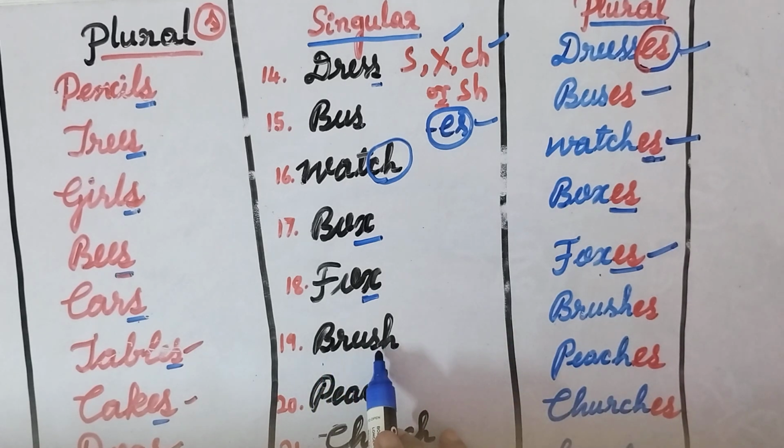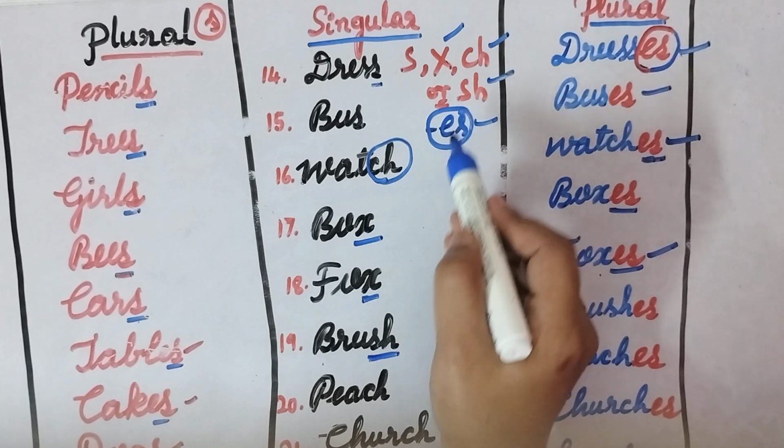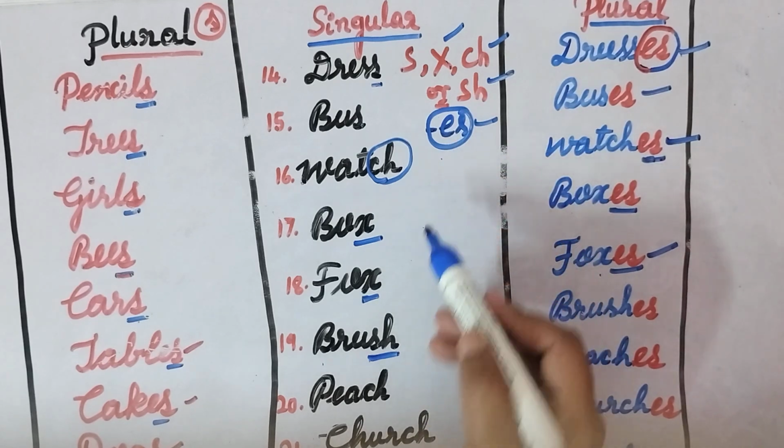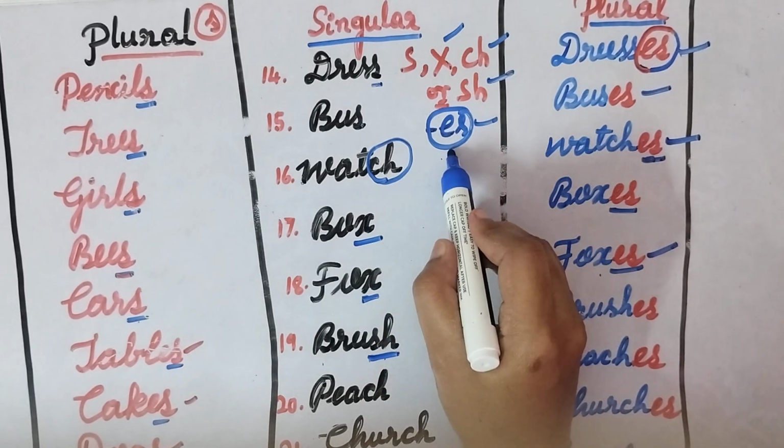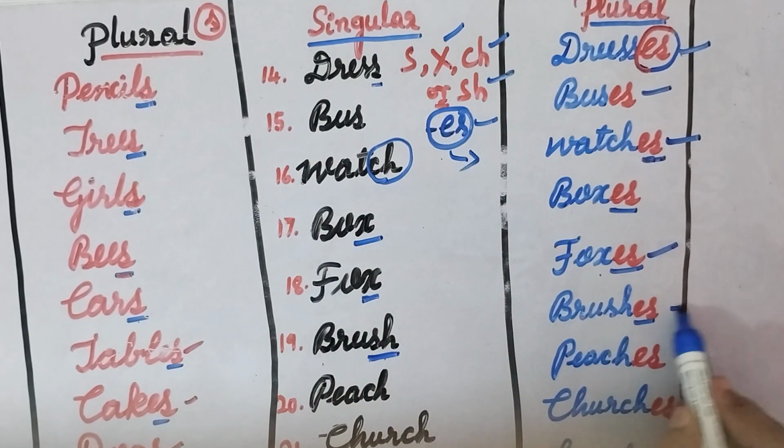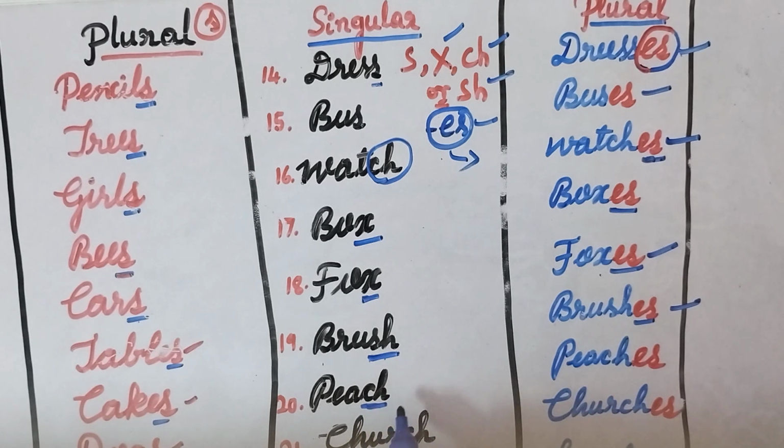So brush. This word ends with the letters sh. So what do we have to write for the plural form of brush? Brushes. We add es. Next, peach. This word ends with the letters ch. So what do we have to add? That is es for the plural form. Peaches. Okay. Church.